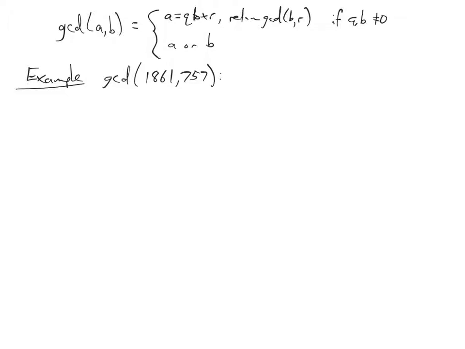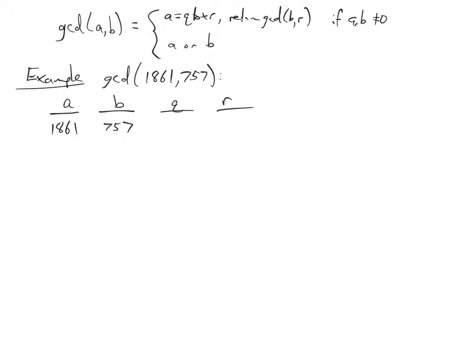So we start with, we'll make ourselves a little chart. We got A and B, and Q and R, just keeping them in the order of the theory. So we start with 1861 and 757. So the recursion says divide 1861 by 757 to get the quotient and the remainder, and then we can go from there. So I've got to divide 1861, and this is just like we've been doing. So 1861 divided by 757.